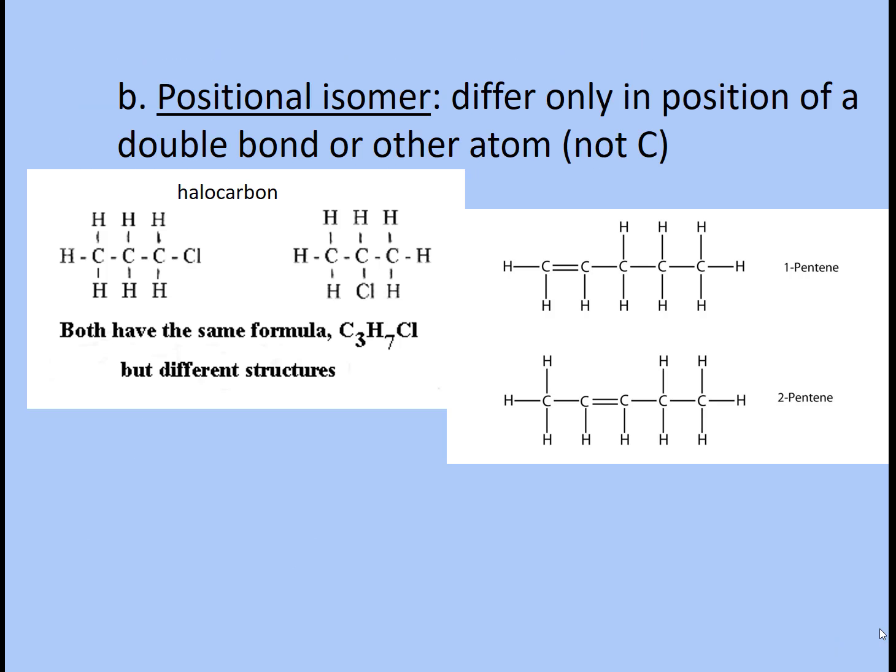A positional isomer, this means that you have something that's in a different position. On the first one, we have a chlorine that's on the end, and now the chlorine's on a middle carbon. And there's no way you can twist that around to make one become the other. So they actually have 2 different names. And on this one, you have a double bond. This double bond is between the first and second carbon, and this double bond is between the second and third carbon. And again, no amount of twisting can make one turn into the other.